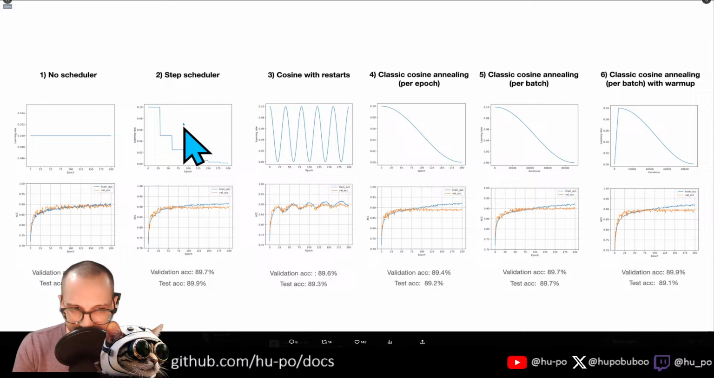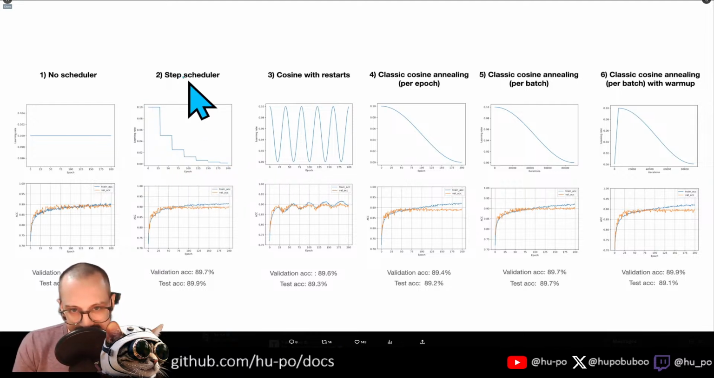So the next level of complexity here is something like a step scheduler. And in a step scheduler, you're choosing a learning rate and you're changing that every X amount of time. So you can see here after 25 epochs, the learning rate goes from 0.1 to 0.5. And then after another 25 epochs, it goes to 0.02. And then it goes to 0.0 whatever, right? So you can see how the learning rate gets smaller and smaller and smaller over time.